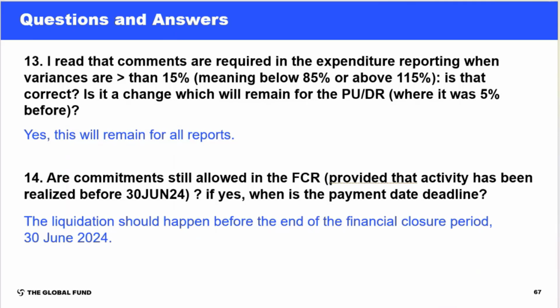Are comments still allowed in FCR provided that activity has been realized before June? If yes, when is the payment date deadline? So liquidation should happen before the end of the financial closure period, simply because you will not be able to submit your FCR if you don't liquidate those commitments, basically.